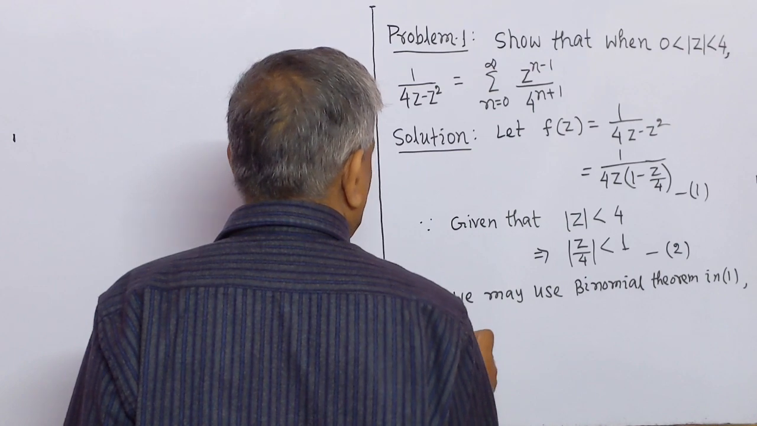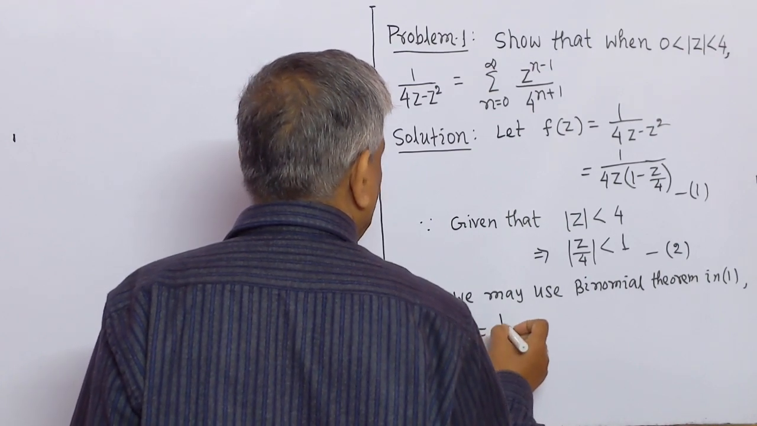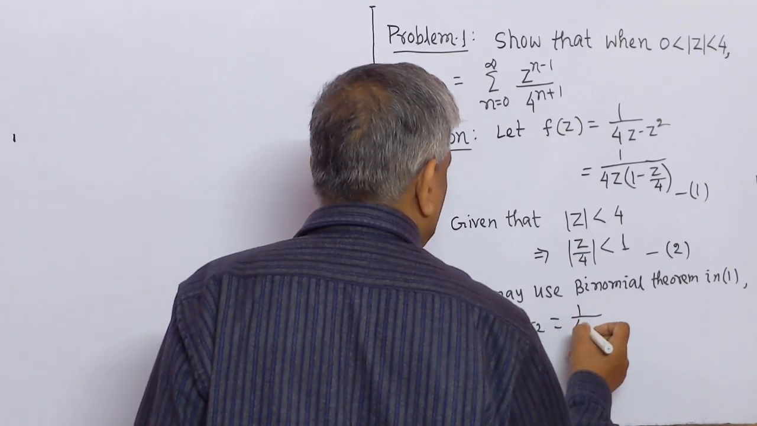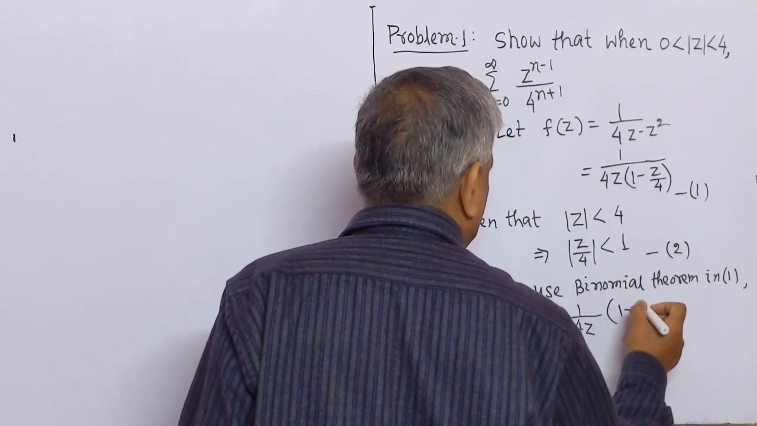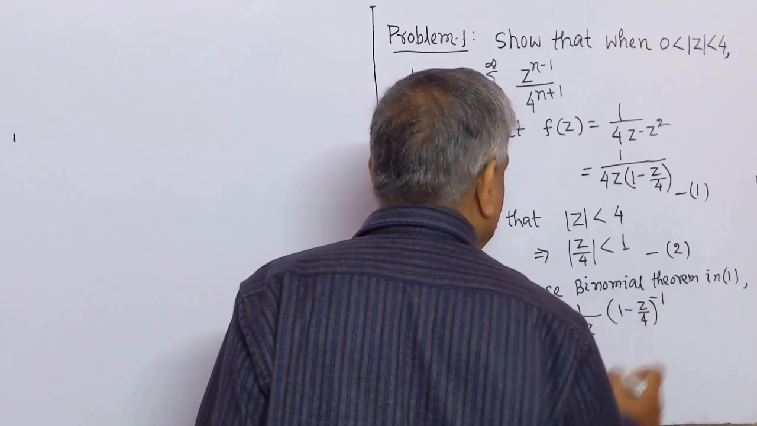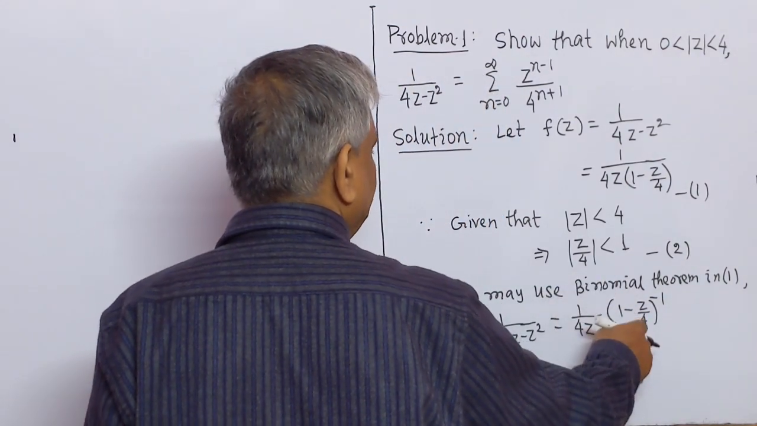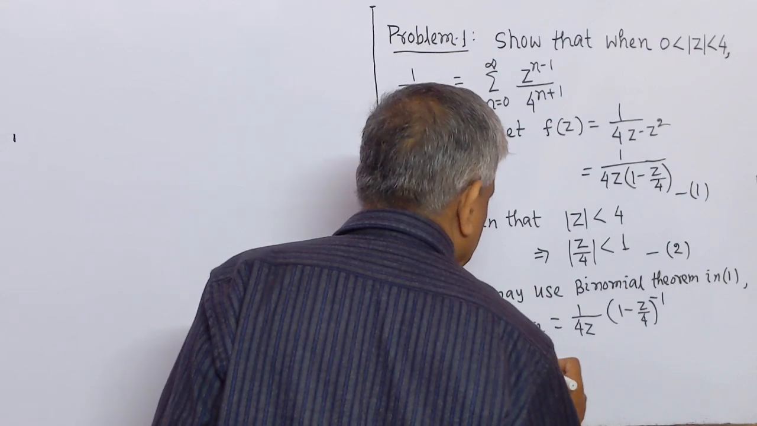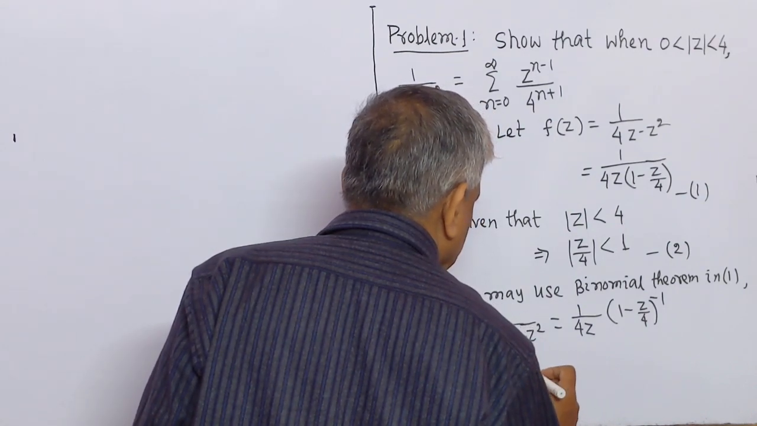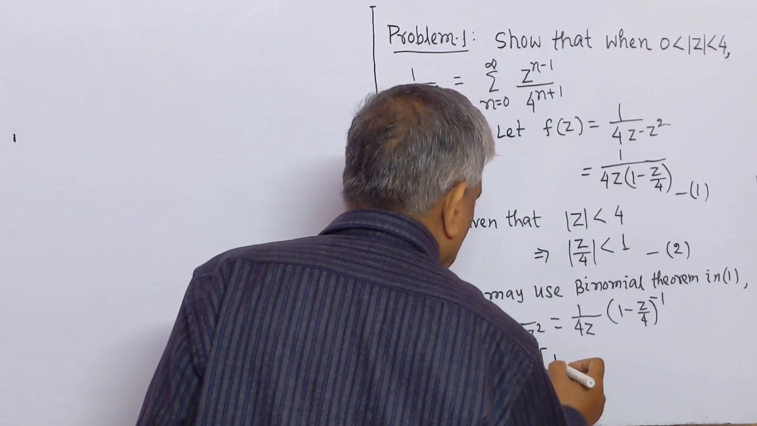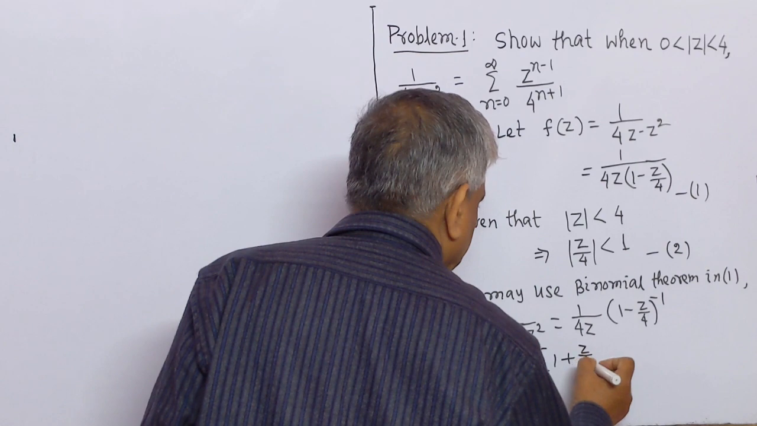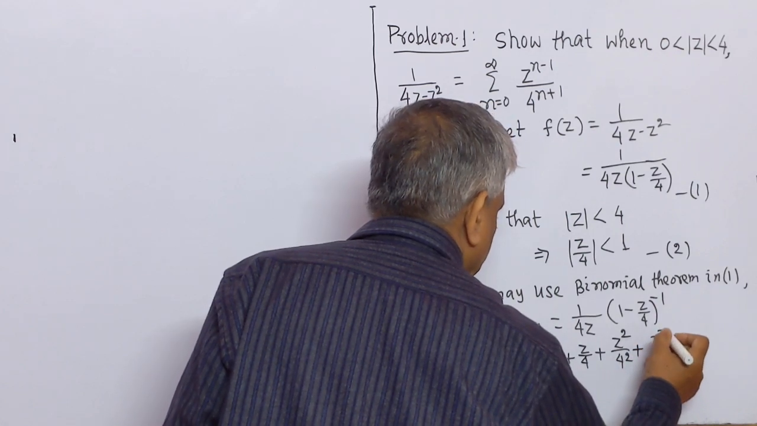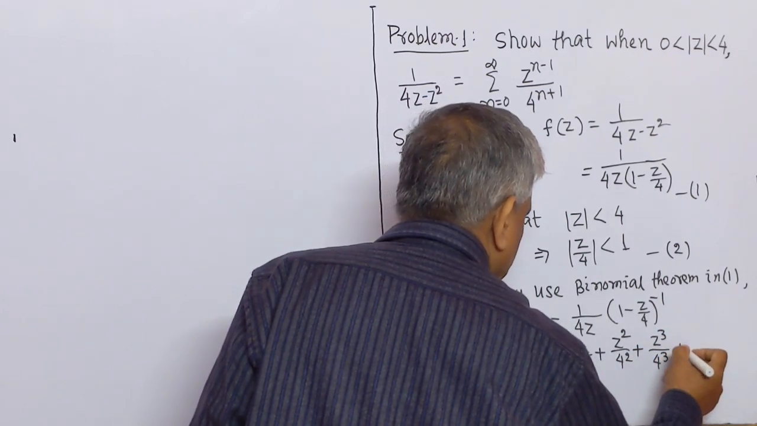Therefore, function of z equal to 1 by 4z minus z square equal to 1 by 4z under bracket 1 minus z by 4 to the power minus 1. Since modulus of z by 4 less than 1, so we may expand this in binomial theorem. This will be equal to 1 by 4z into 1 plus z by 4 plus z square by 4 square plus z cube by 4 cube plus dot dot dot.